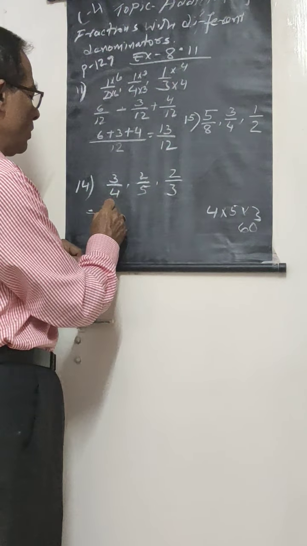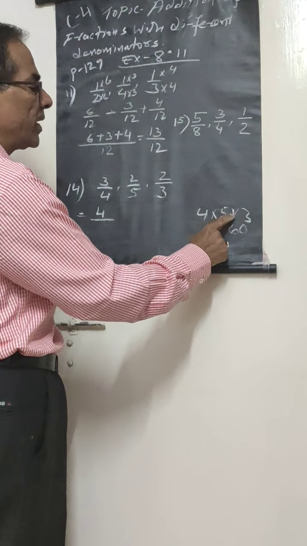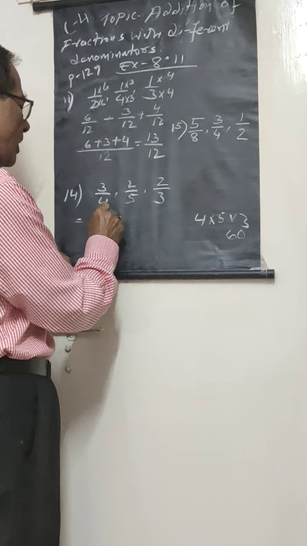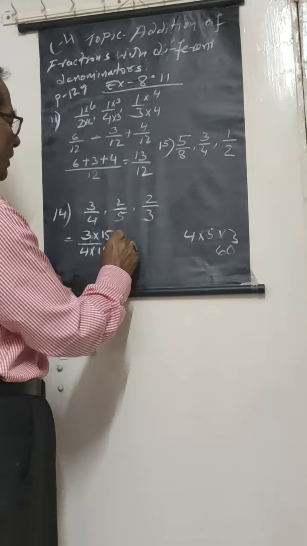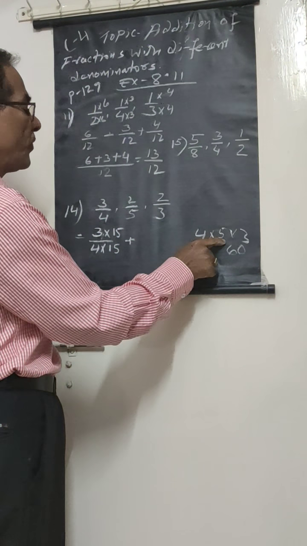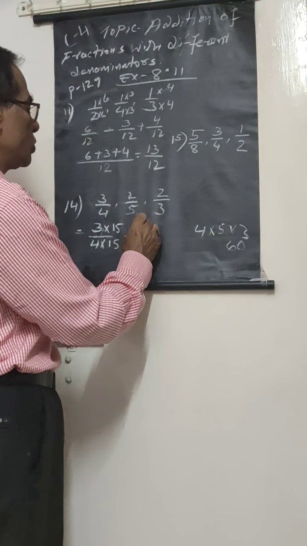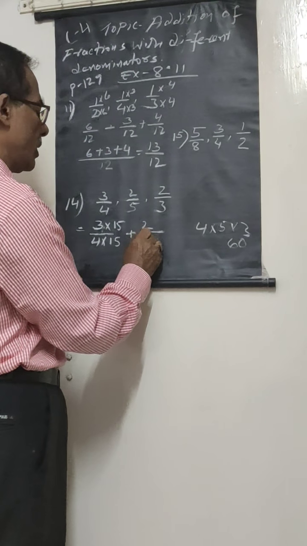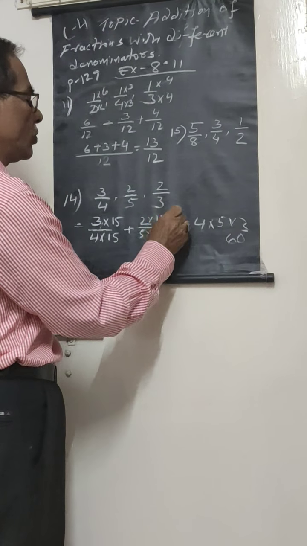So 4 as 60 means by which number do you have to multiply? Leave this 4, because 4 into how much is 60, leave this 4, then take these 2 and multiply them. 5 3s are 15. So 4 into 15. Plus, now leave 5, take these 2 numbers, then 4 3s are 12. So 2 by 5 into 12. Here also into 12.